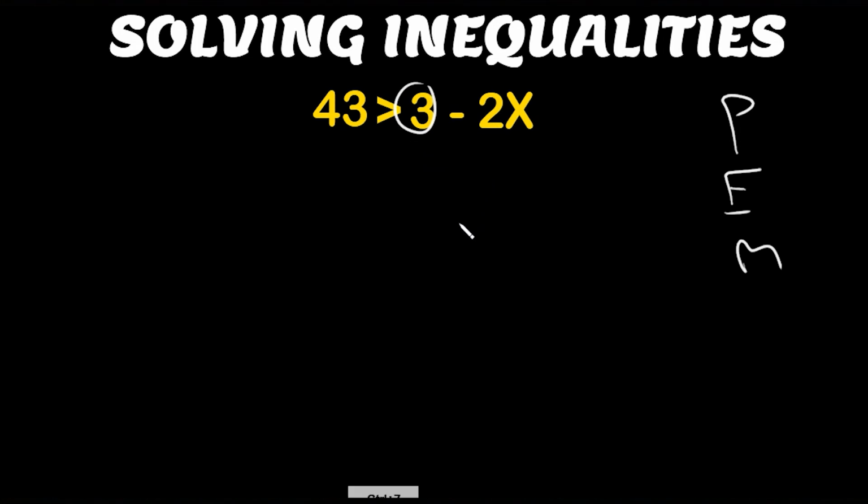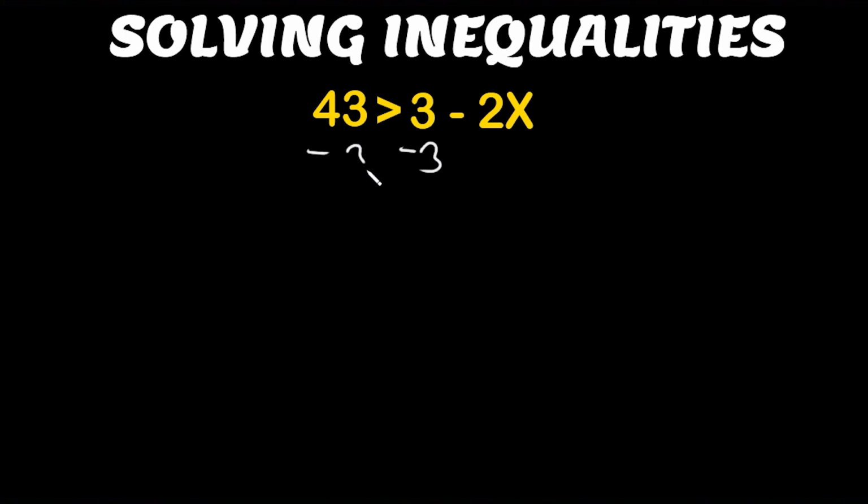So let's go ahead and do that. We're going to get rid of that positive 3. So I'm going to minus 3 on both sides. Okay. This will cancel. 43 minus 3 will give you 40. Greater than, right, bring down the inequality, negative 2x.